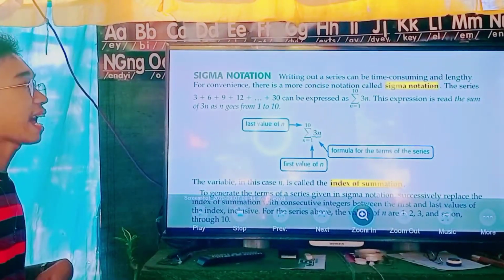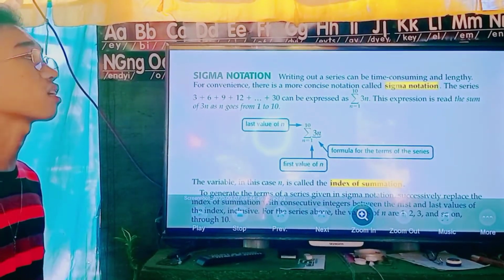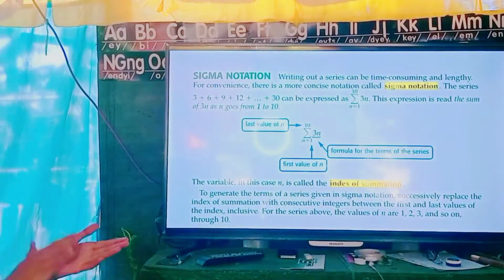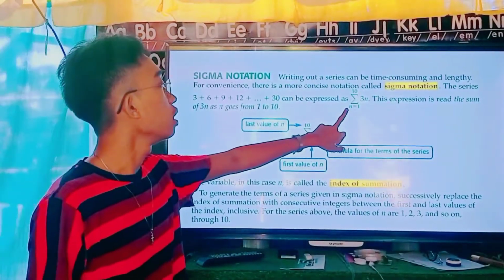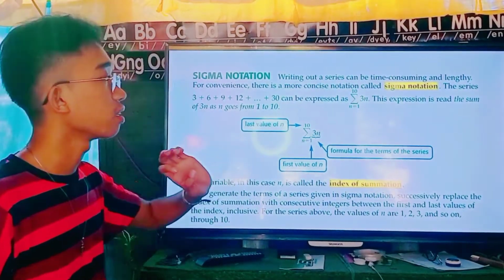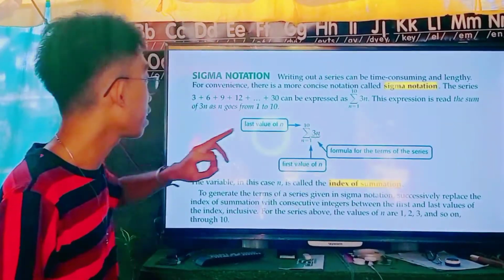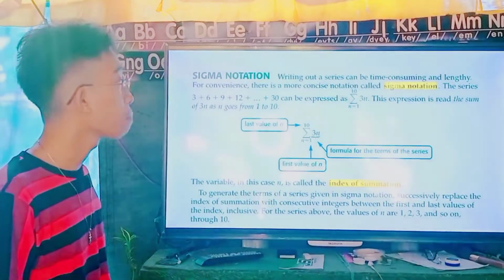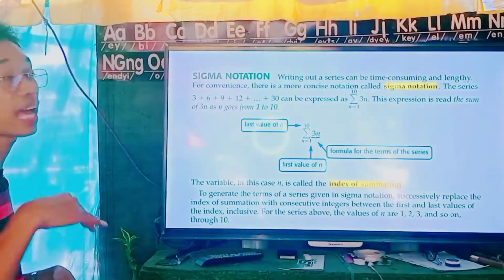Sigma notation. Writing out a series can be time-consuming and lengthy. For convenience, there is a more concise notation called sigma notation. The series 3 plus 6 plus 9 plus 12 and so on up to 30 can be expressed as the sum from n equals 1 up to 10 of 3n. So how are you going to read that? This expression is read as the sum of 3n as n goes from 1 to 10. So that's how you read it.